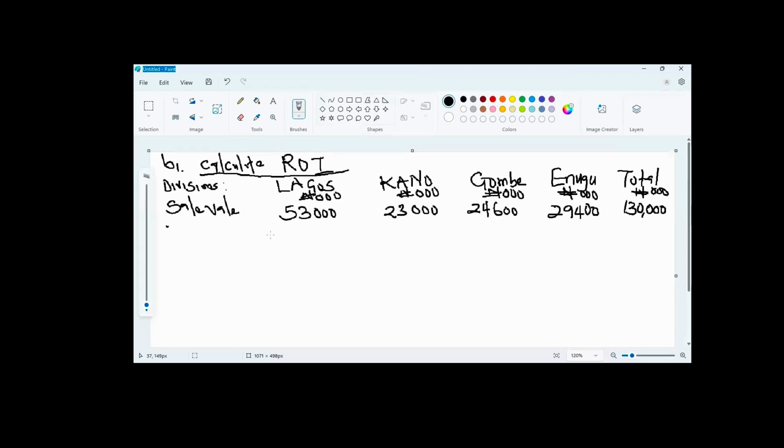We have taken the sales value, 130,000. Let's go to the variable cost. We are trying to calculate profit for these divisions. The variable costs, let's supply: 50,000. Next, 22,000.